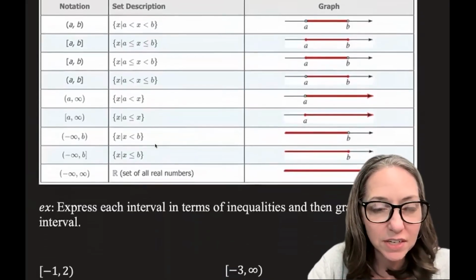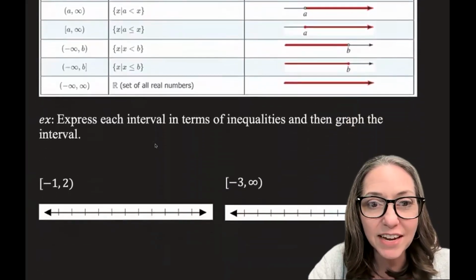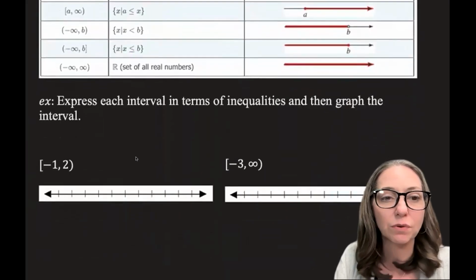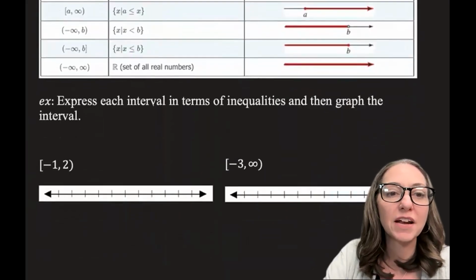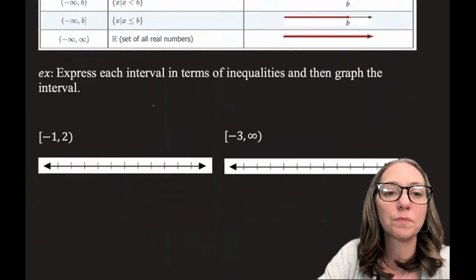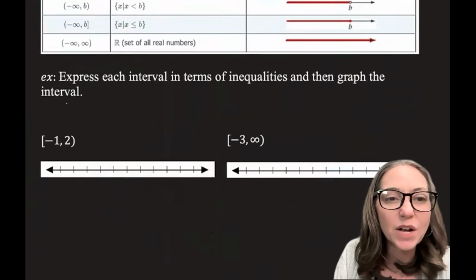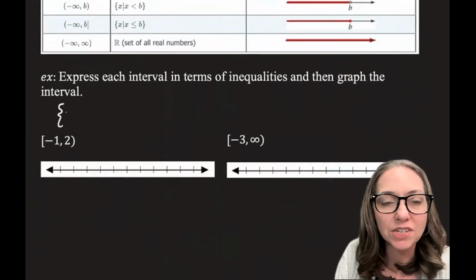Okay, so now let's express each interval in terms of inequalities and then graph the interval. So the numbers from -1 to 2, as an inequality, let's use set builder notation. We can write it as the set of all x such that.